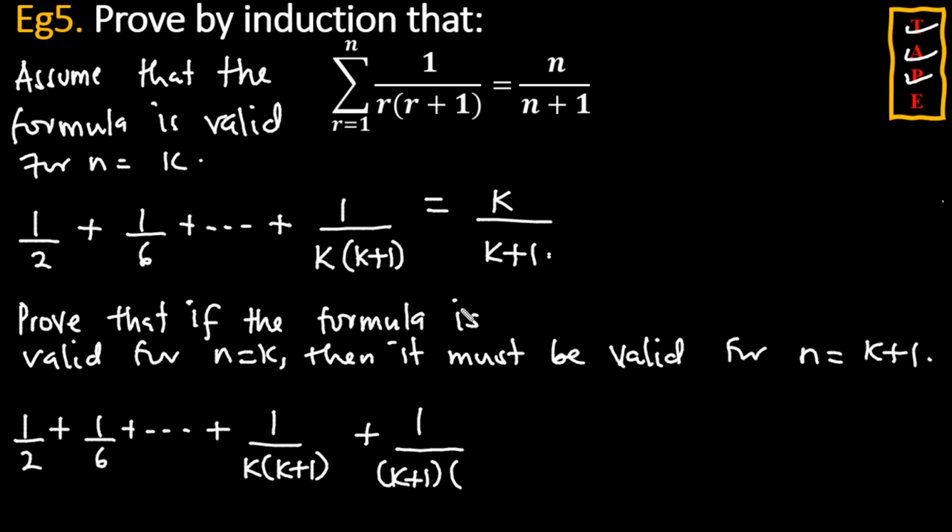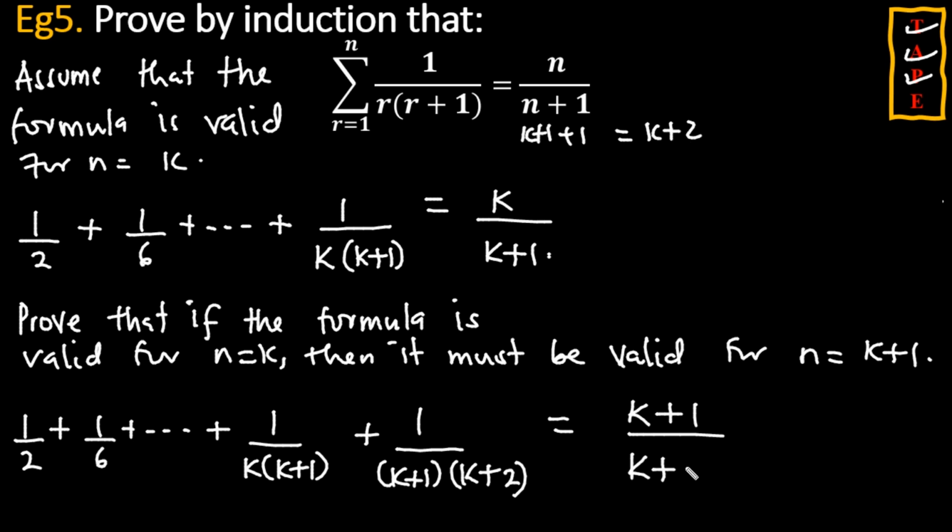We open up the brackets. Now I substitute k plus 1 here. So when I do it, I'm going to have k plus 1, then plus 1. So this is k plus 1 plus 1, that is a 2. So on the right hand side, I'm going to have k plus 1, then divide by, when I substitute k plus 1 here, we shall have k plus 2. So that is k plus 2.